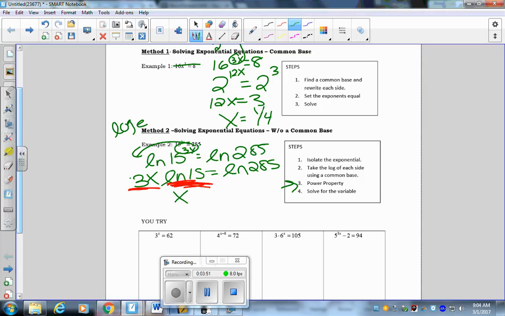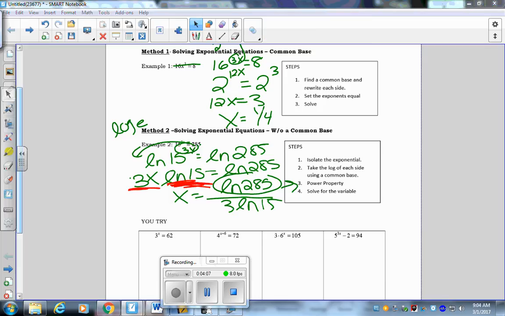Okay, so I've got x equals the natural log of 285 divided by 3 times the natural log of 15. I'm just going to type that whole thing into my calculator. No, the ln's don't cancel, because remember, this is some number. Those go together, so I'm going to type that in.